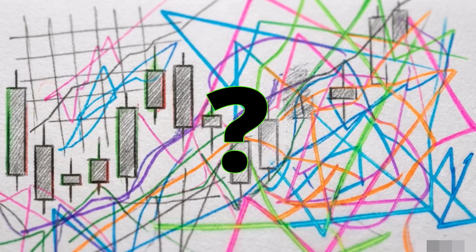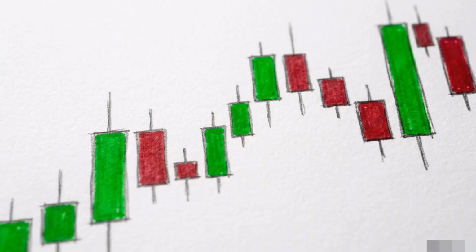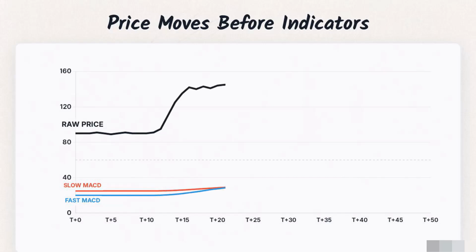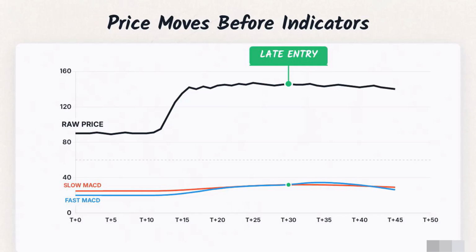Ask yourself a question. If you deleted every indicator from your chart right now, RSI, MACD, moving averages, and left only plain candles, could you still trade? Most traders would say no. They rely on crossing lines to tell them when to buy or sell. But those formulas are calculating past data. The price moves first, and the indicator reacts later.